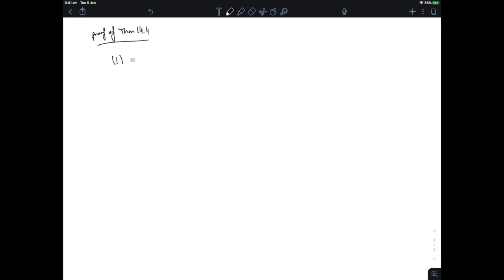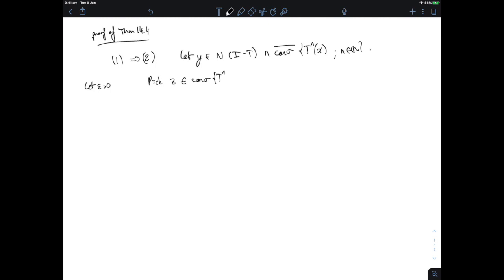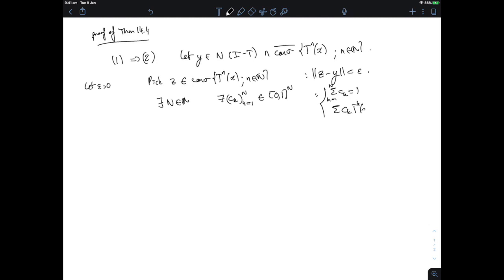Okay, so let's start with 1 implies 2. We take a y which is in the null space of identity minus T, and it's also in the closure of the convex hull of the powers of T applied to x. For such a y, first of all, I'm going to give myself an epsilon, and I'm going to pick a z that is properly in the convex hull and which is within epsilon of y. So there exists an N in the natural numbers, and there exist coefficients c_k in [0,1], such that the sum of the c_k is 1, and the sum of the c_k T^k x is z.